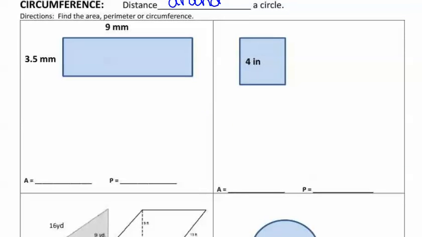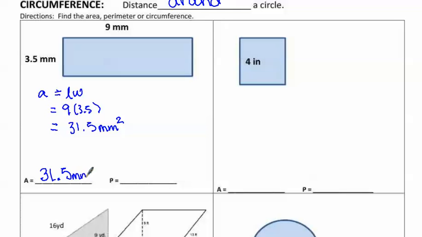Let's find the area and perimeter of each of these figures. Area of a rectangle, our formula sheet states that we're going to do length times width. 9 is the length, 3.5 is the width. 9 times 3.5 is 31 and 5/10. And the units are millimeters, and area is always squared. Be sure to rewrite your answer in the blank given.